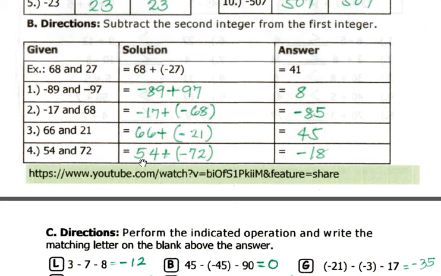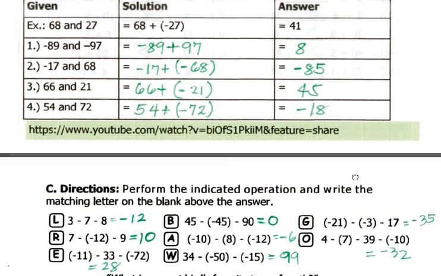54 and 72, we have for the solution 54 plus negative 72. These are unlike signs. Adding them, that means we have to subtract 54 from 72, or simply 72 minus 54. That becomes 18. Why negative 18? Because between 54 and negative 72, 72 is bigger than 54, and the sign of 72 is negative. That concludes our solution for exercise letter B.